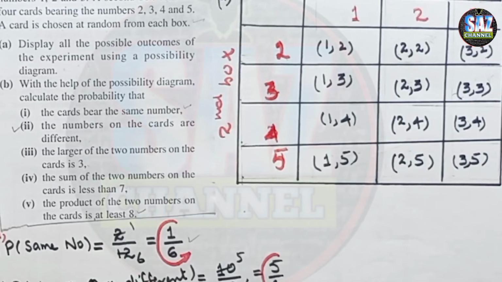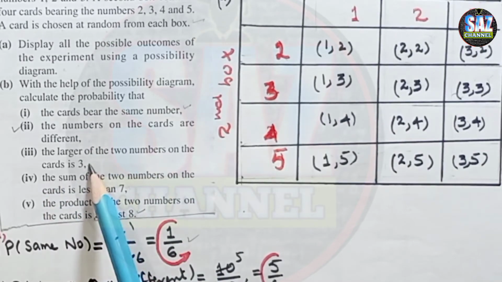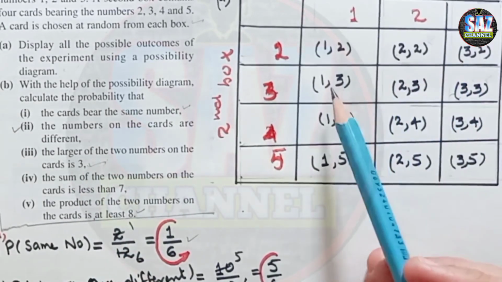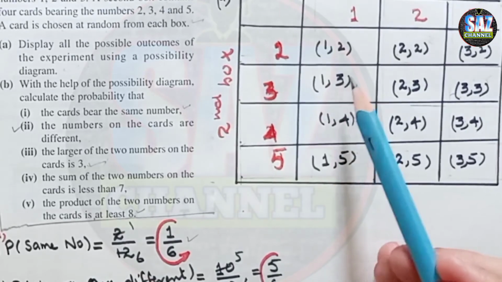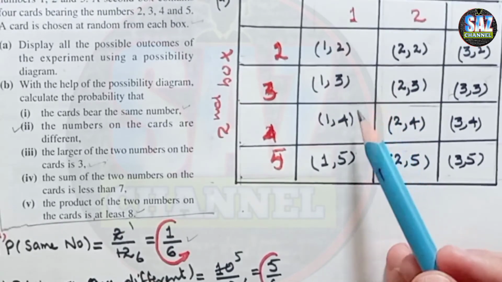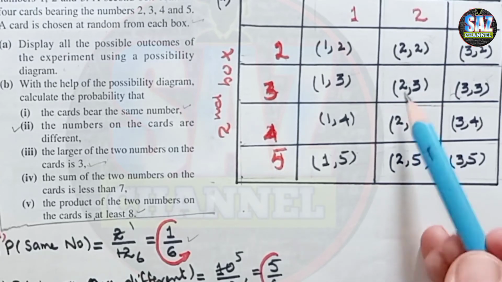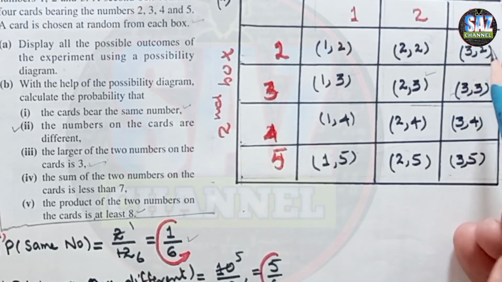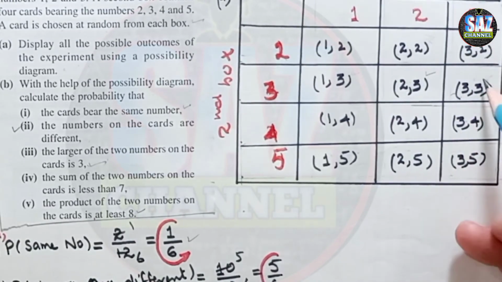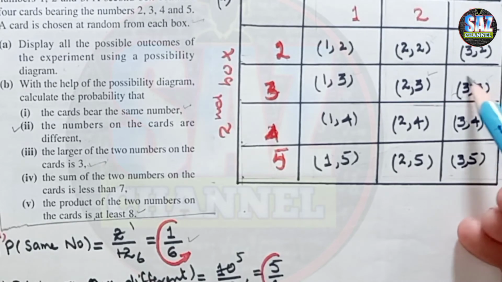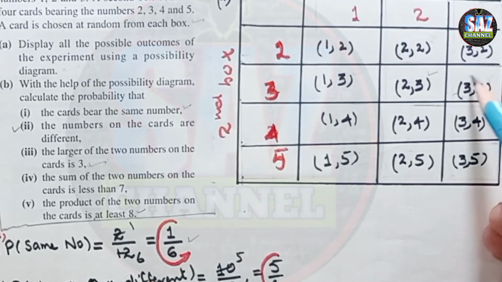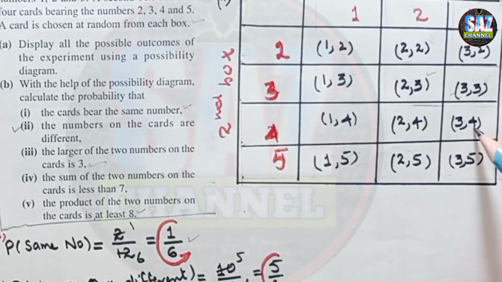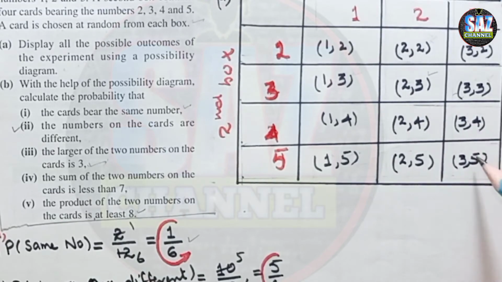The third part is: the larger of the two numbers on the card is 3. If we look at 1 and 3, here the larger of the two numbers is 3. Here again, coming to this cell, we can see the larger of the two numbers is 3. Here we are not going to take this situation because both the numbers are the same. And then here 4 is larger, so we are not going to take it, and 5 is larger.